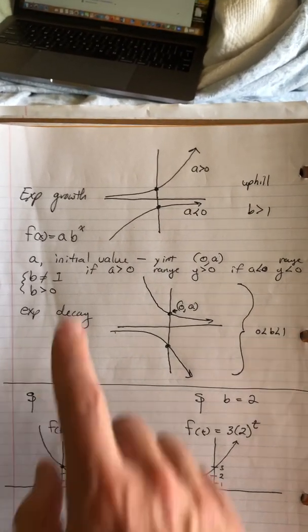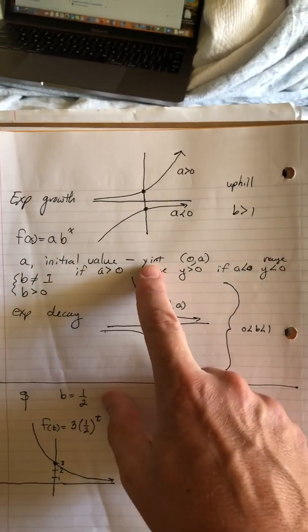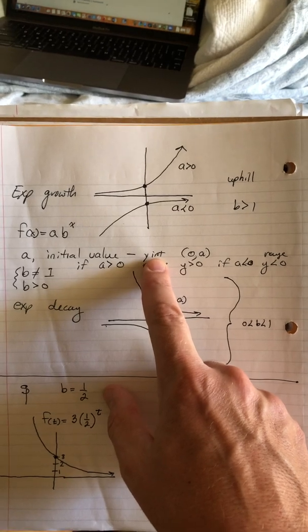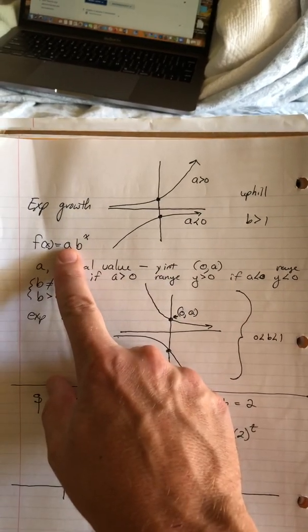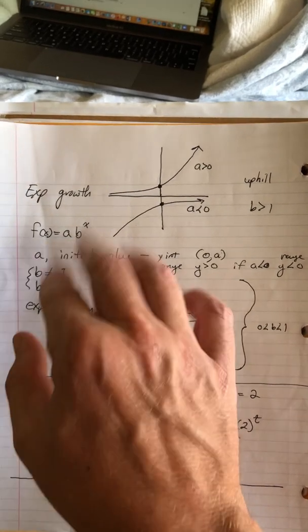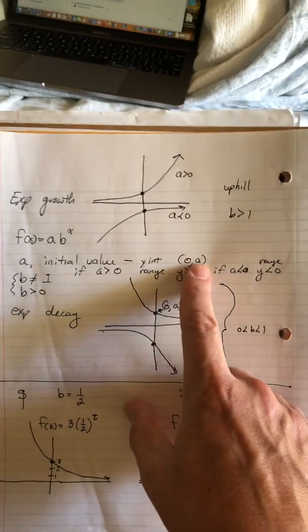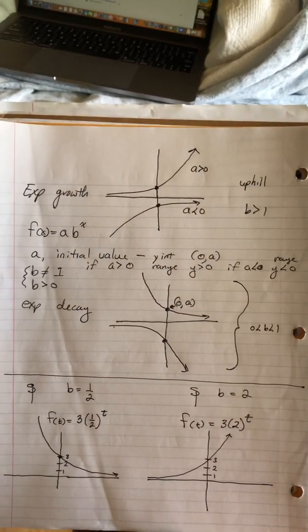Now, our a is referred to as our initial value. It is actually our y-intercept. So you can look at that expression, and if it's simple like this, and what I mean by simple, it doesn't have a +3 or anything of that included, you'll have 0, comma a as the intercept. Okay.